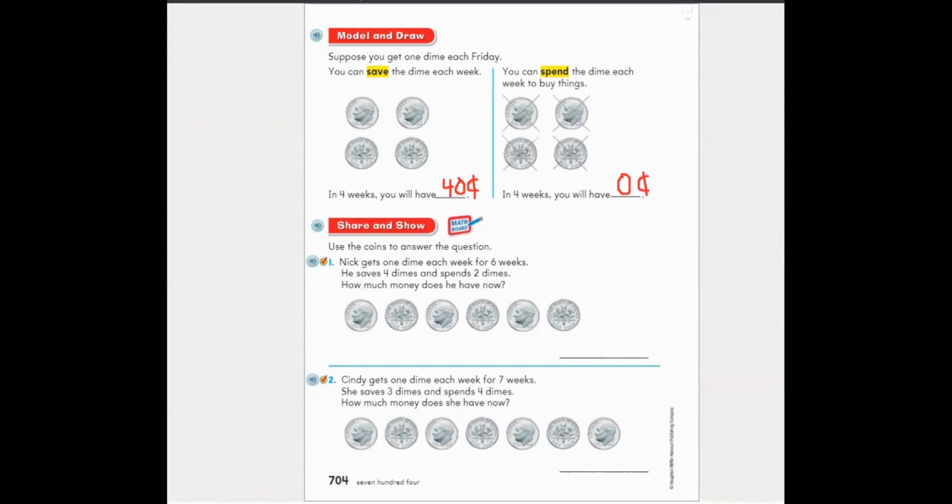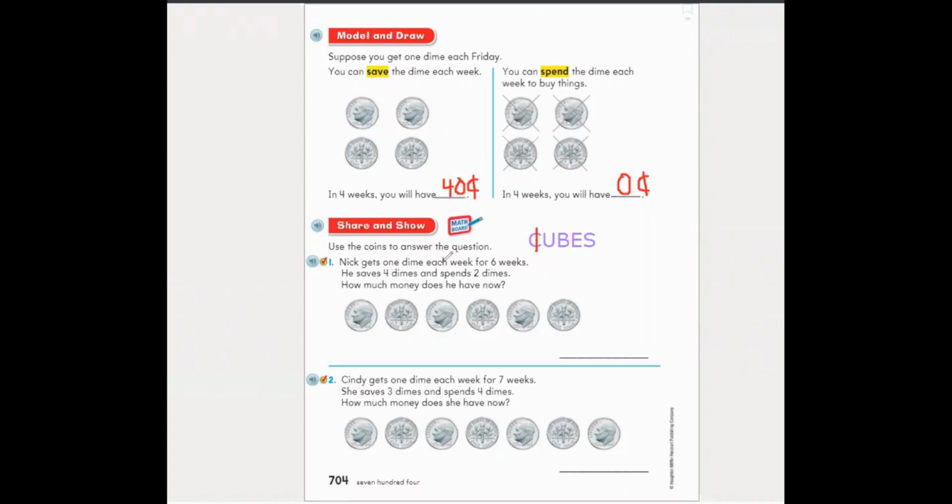So we're going to write, as always, first, cubes. I'm going to write here, cubes. Okay, so we're going to start now. Vamos a empezar con la C. Circle the numbers. Nick gets 1 dime each week for 6 weeks. He saves 4 dimes and spends 2 dimes. How much money does he have now?